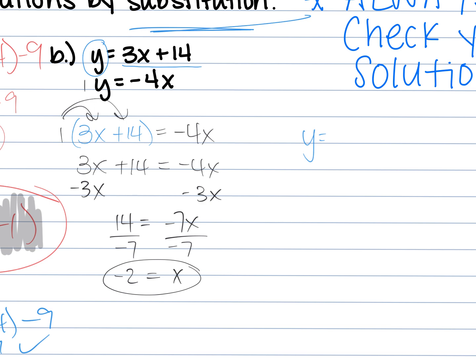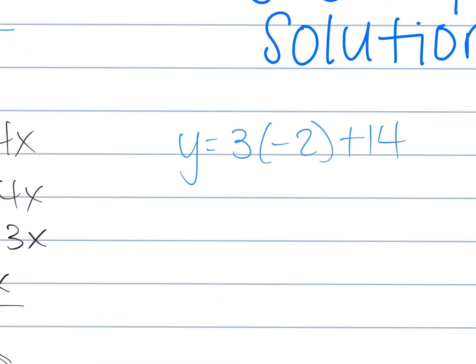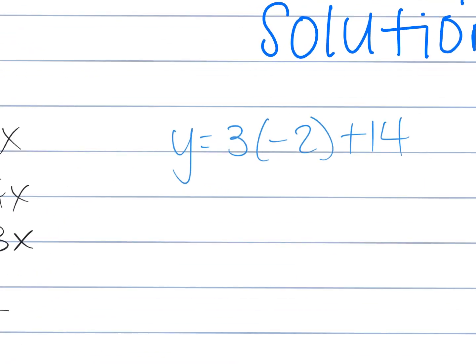Mia, does it matter which equation we pick? No. Kira, when I replace x with negative 4, I get 3 times negative 4 plus 14. It's negative 12. Whoops. Negative 12 plus 14. Kira, what do I do next? Okay, what do I get? So y equals negative 6. That's it? Okay, and what do I get there?